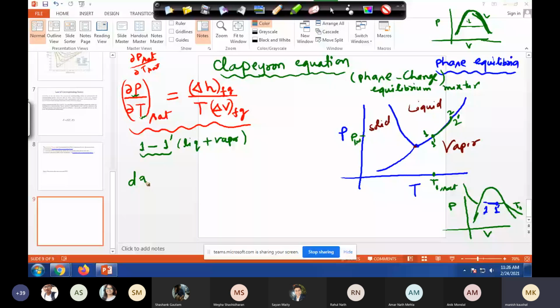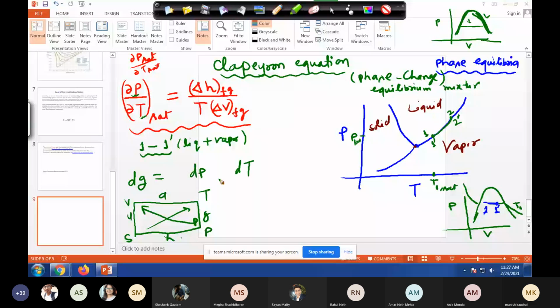So what can we write? dG is related to, please, dT. So dP, dT. V dP. And then P goes to V and T goes to S.